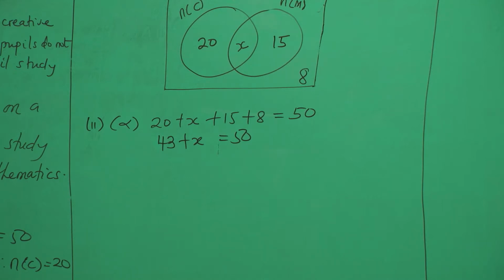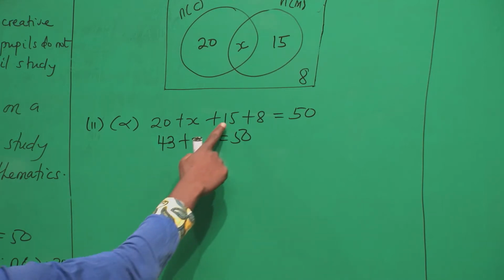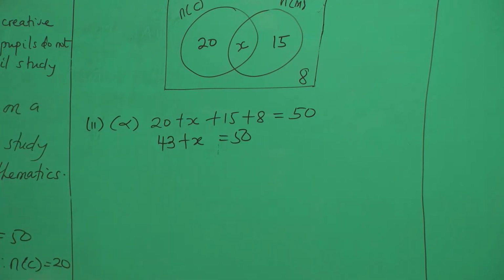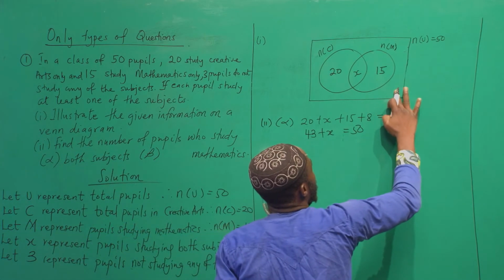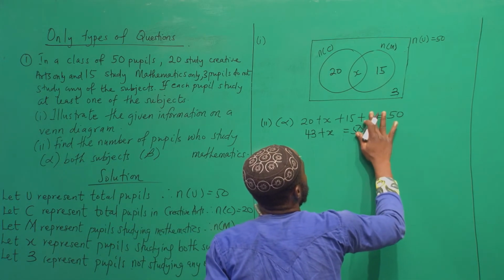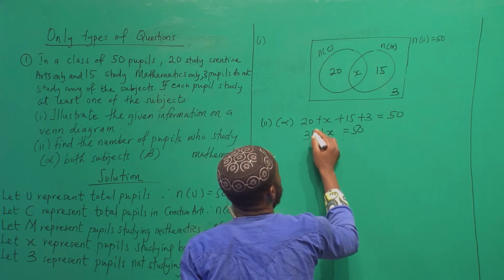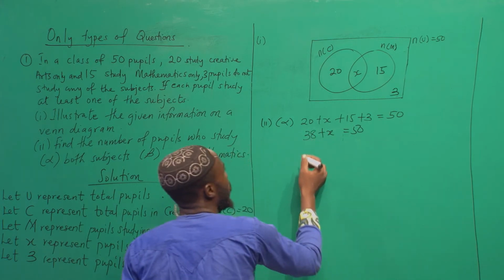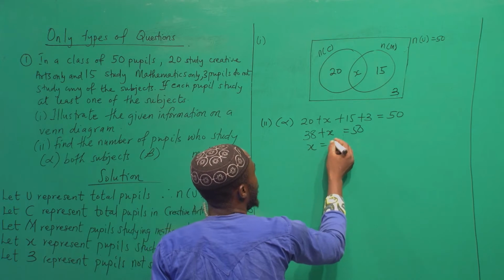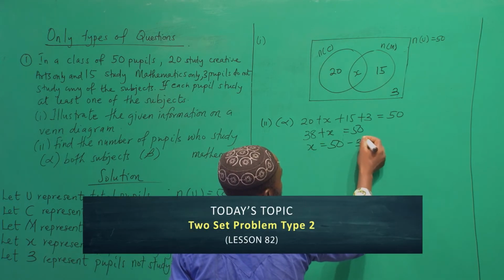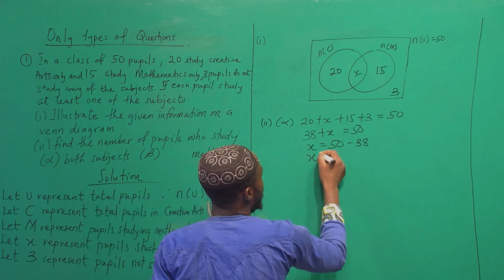Yes, before we started, as we added, this is 35, this is 38. Oh, so this is 35 plus 8. Oh, this is 3. Sorry. So here should be 3. So we have 38. So x is equal to 50, the 38 crosses positive becomes minus what? 38. And my x will be what? 12.